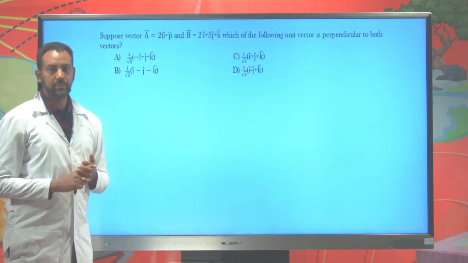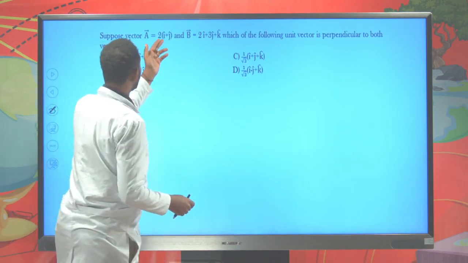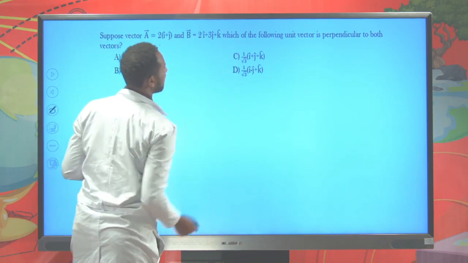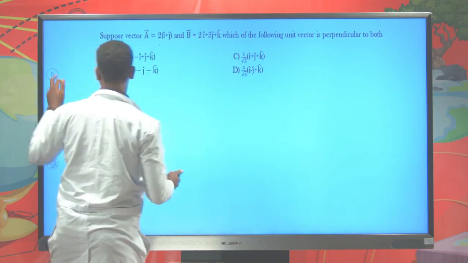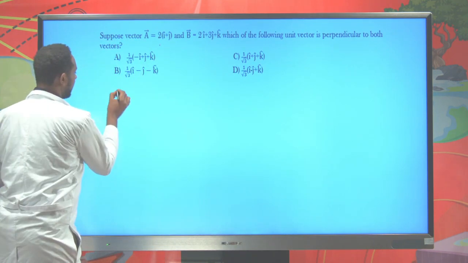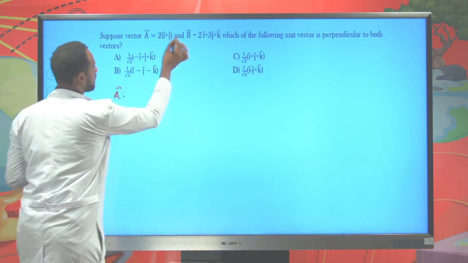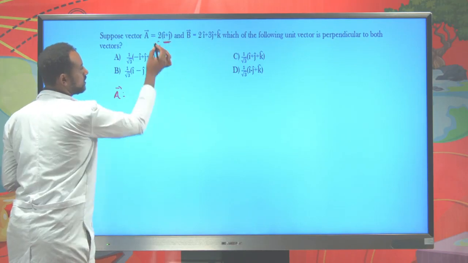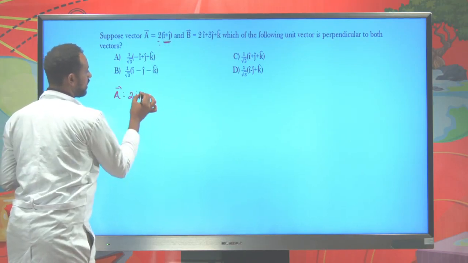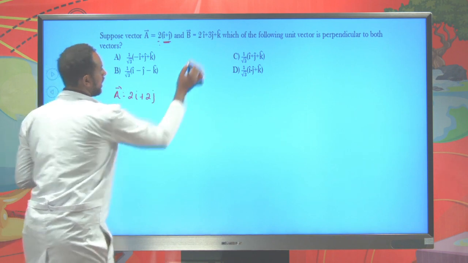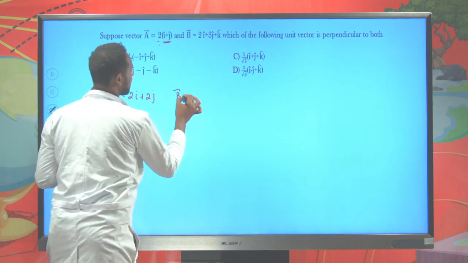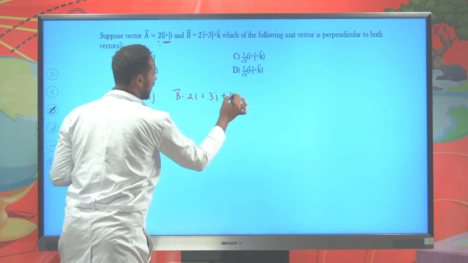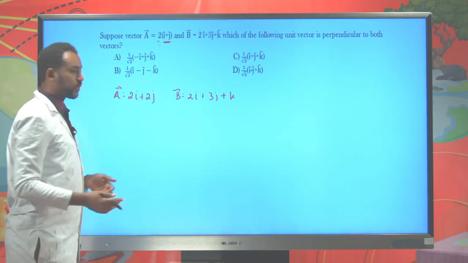Let's see one good example here. Here you have vector A equals 2(i plus j), and let's try to determine the cross product of those two vectors. If you multiply, this 2 is a scalar, and these are the vectors i and j. You can distribute these as 2i plus 2j. And you have vector B here, 2i plus 3j plus k. It's possible to find the cross product of these two vectors.